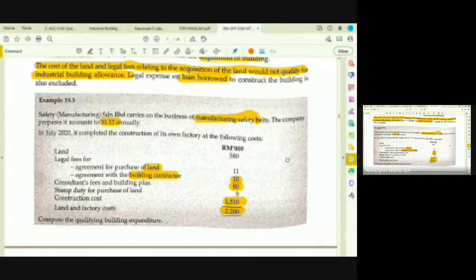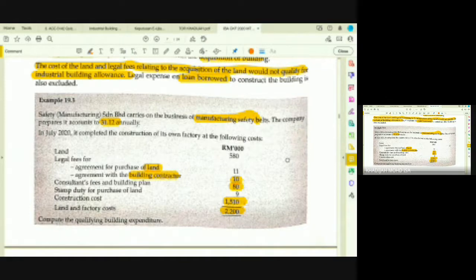Again, you have to look at it: the land is excluded. Legal fees for the land are also excluded. And then you have the building contractor, that one is okay. You have 1,080. What about stamp duty for purchase of land? You cannot, because that is for the land purpose.